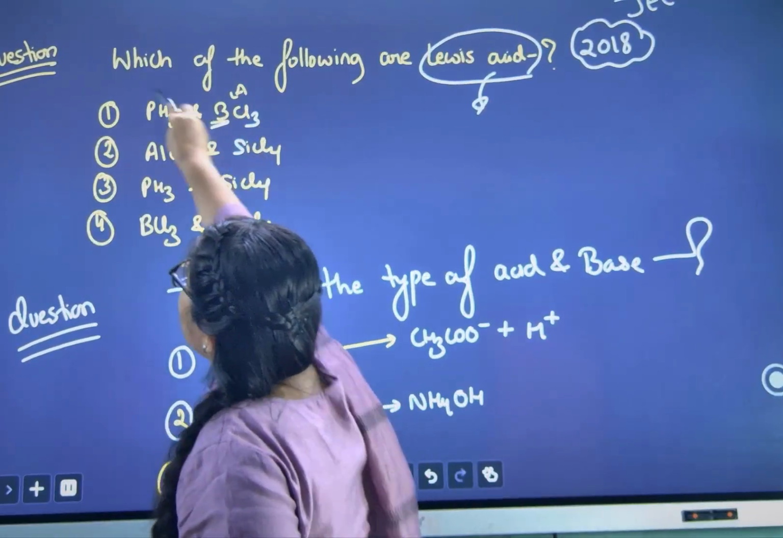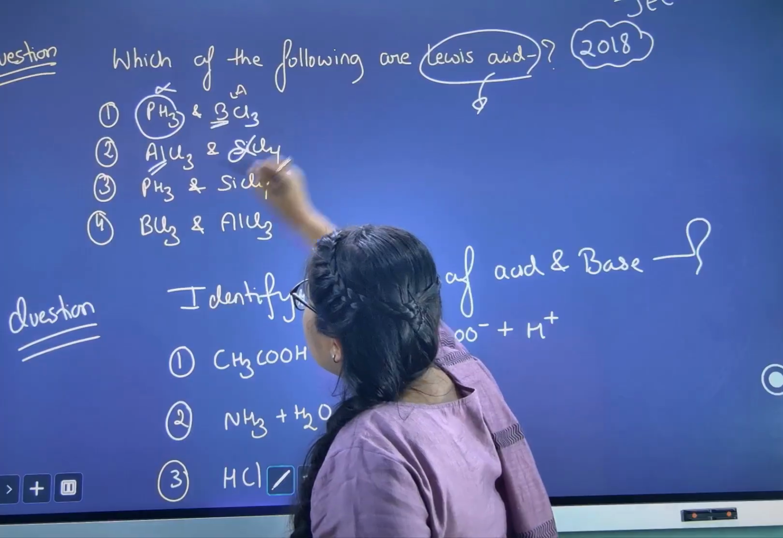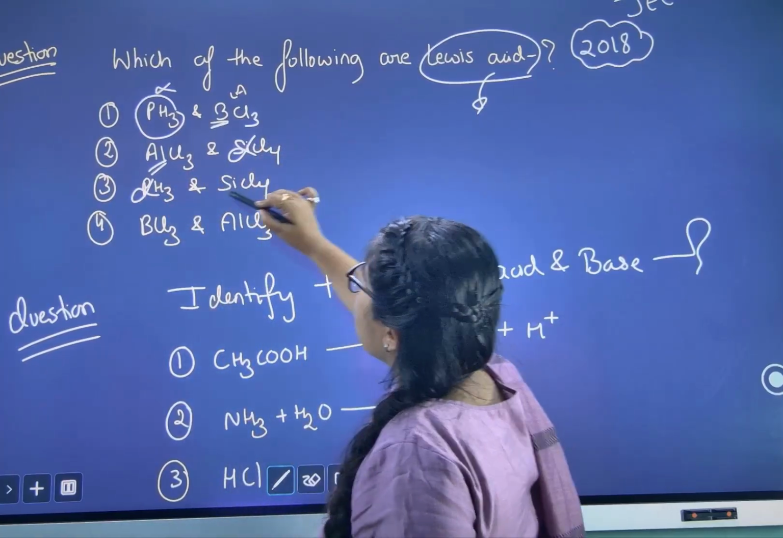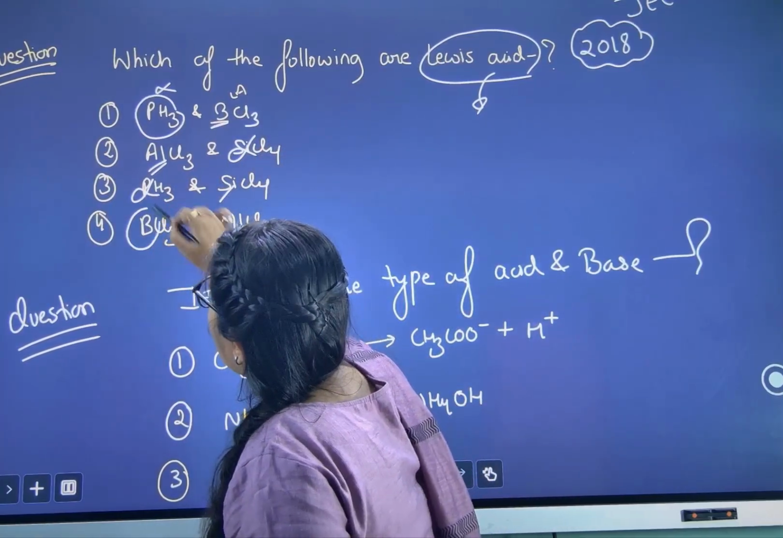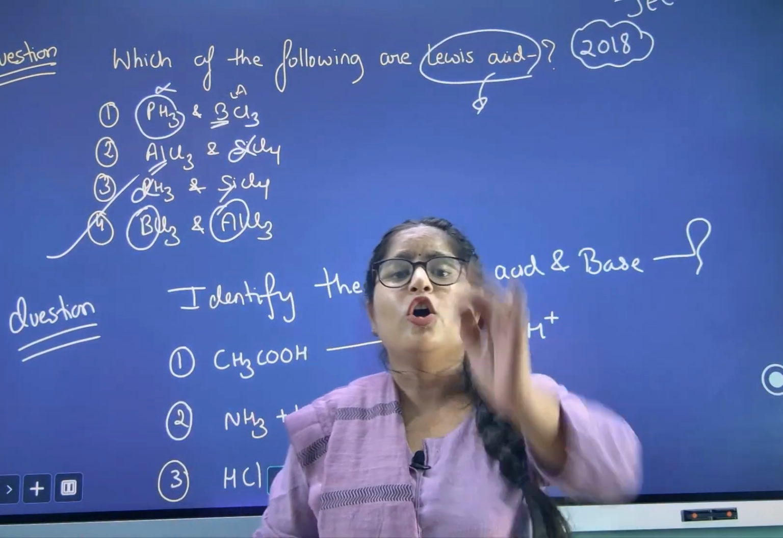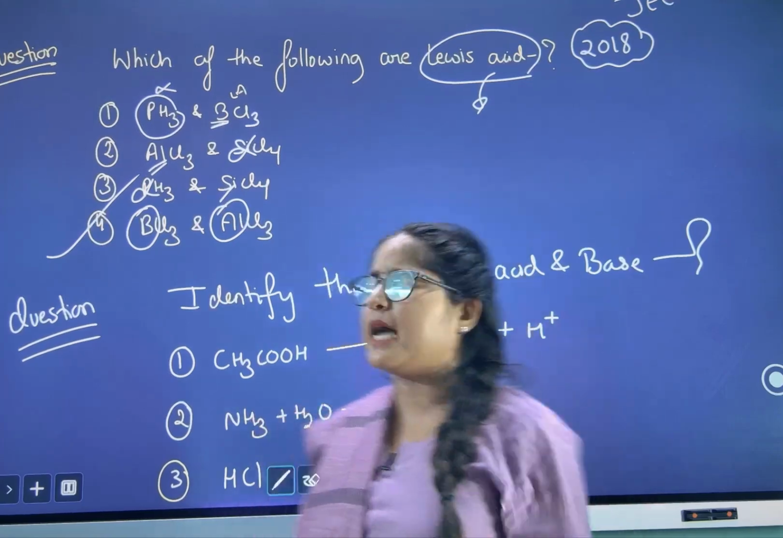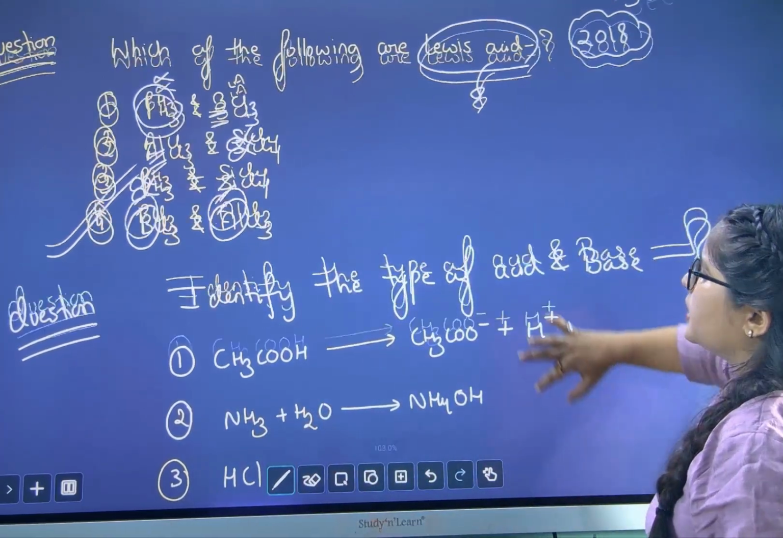Fine. PH3, it is not from the boron family. Aluminum, okay, boron. Silicon, carbon family, phosphorus, no. Silicon, no. Okay. Yes, boron family. Boron, and aluminium is also in the boron family. So what will be the answer? The fourth option. Easy or not? See, the boron family is Lewis acid.